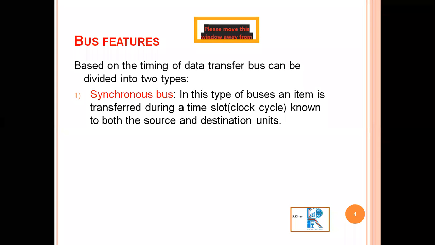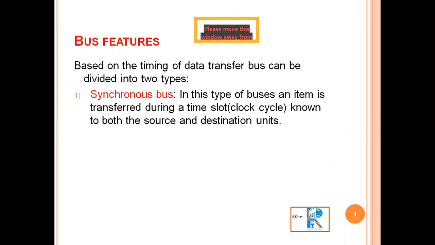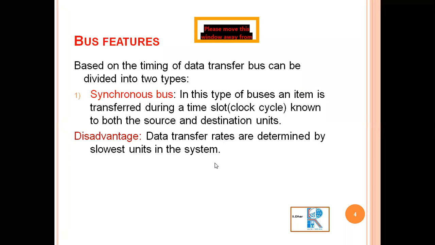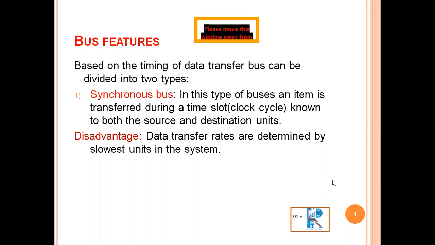That means one clock is related with the bus transfer, so according to the timing signal, the data is transferred from one device to another device. If I give one example, it will be clear. Now, if I use the synchronous bus, there is one disadvantage. The disadvantage is that the data transfer rate is determined by the slowest unit in the system.